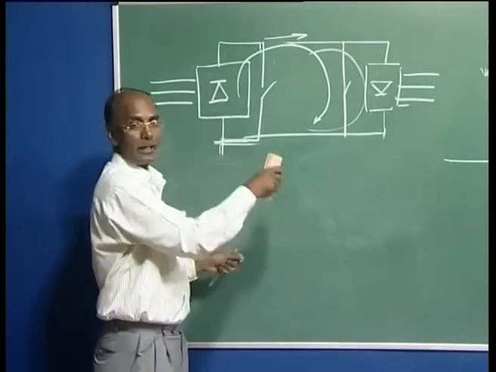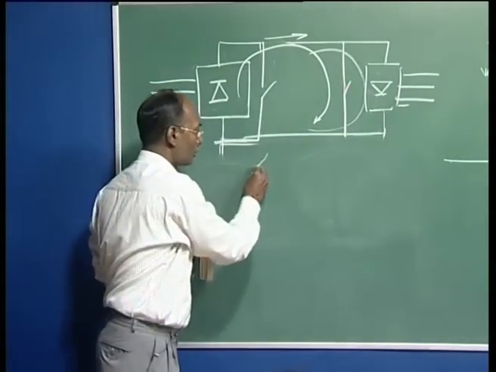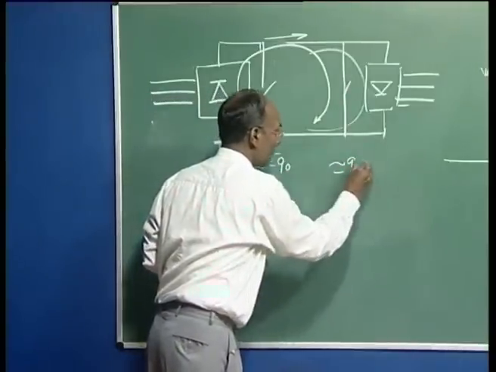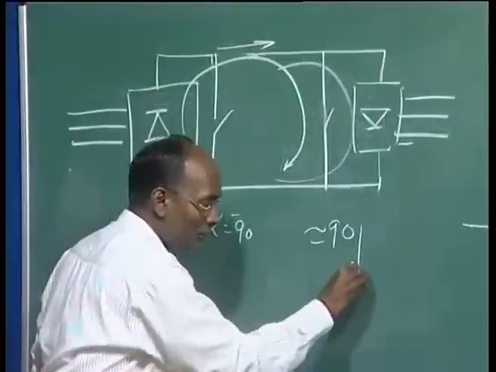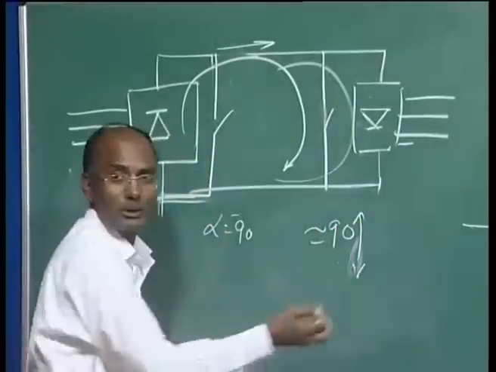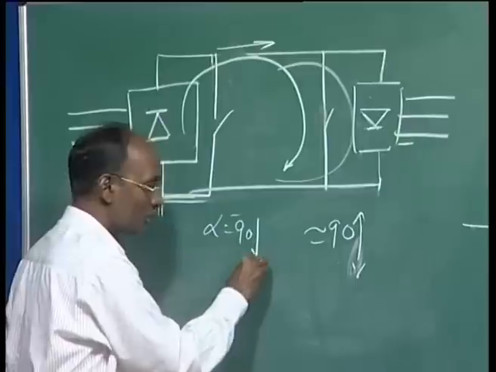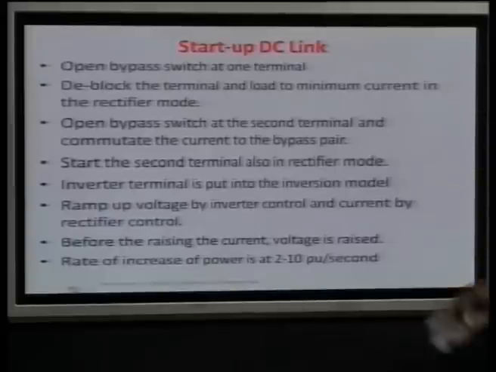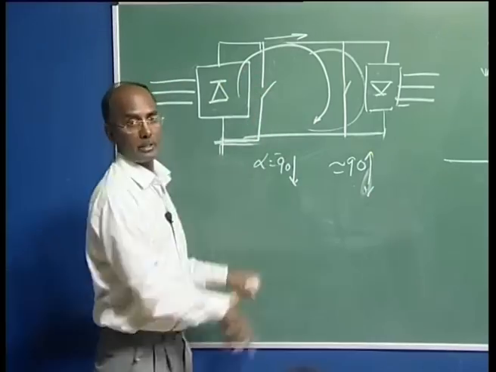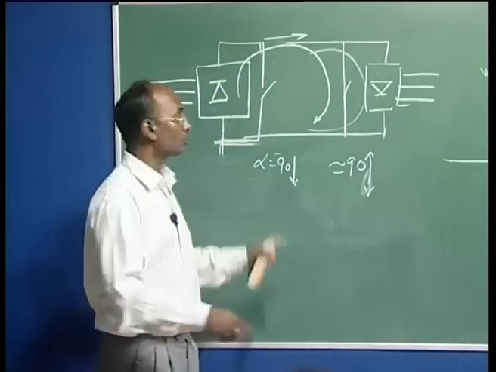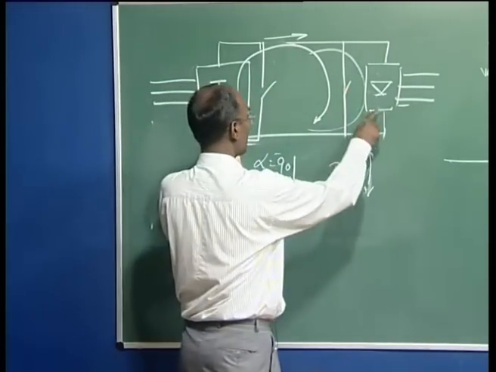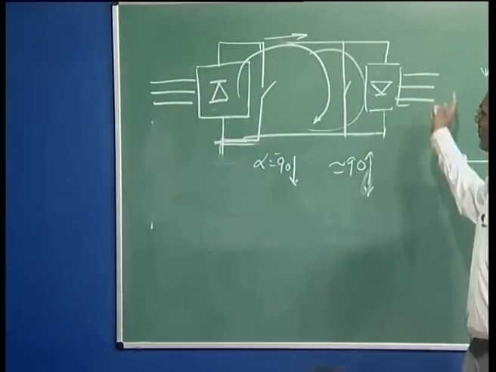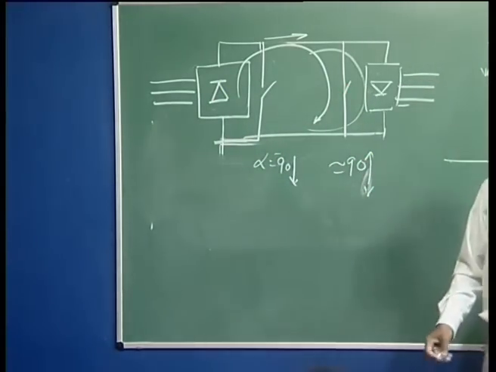Then you have to change the firing angle. Let us suppose you are operating here at approximately 90 degrees, and here also approximately 90. Now, this angle alpha should increase, meaning beta should reduce, and this one reduces, so this is the rectifier and this is the inverter. This is basically the procedure, and finally it will be taking the complete current and voltage. So, once you have started, one is rectifier, one is inverter. Now, you have to increase the voltage, and then you can load this link into your HVDC.